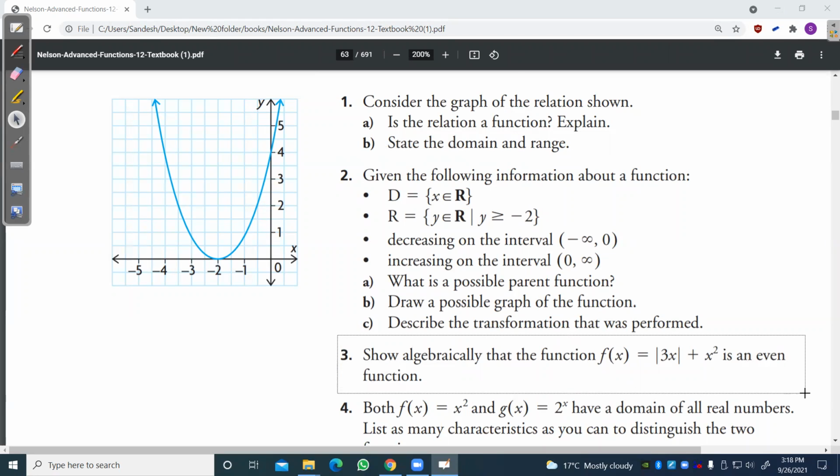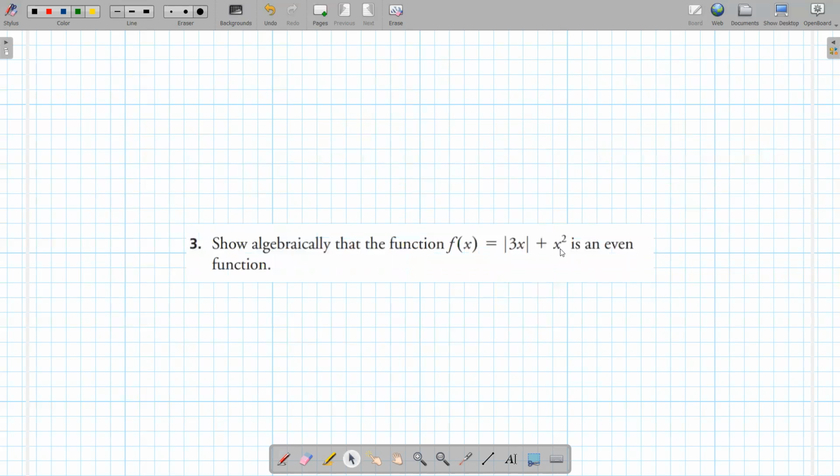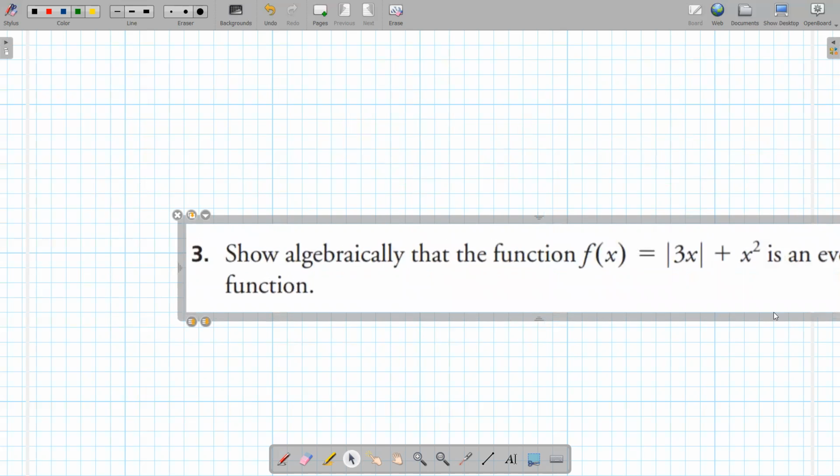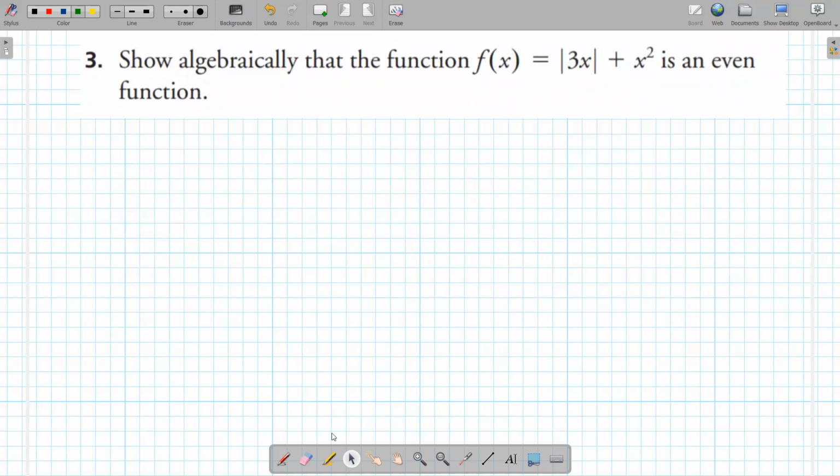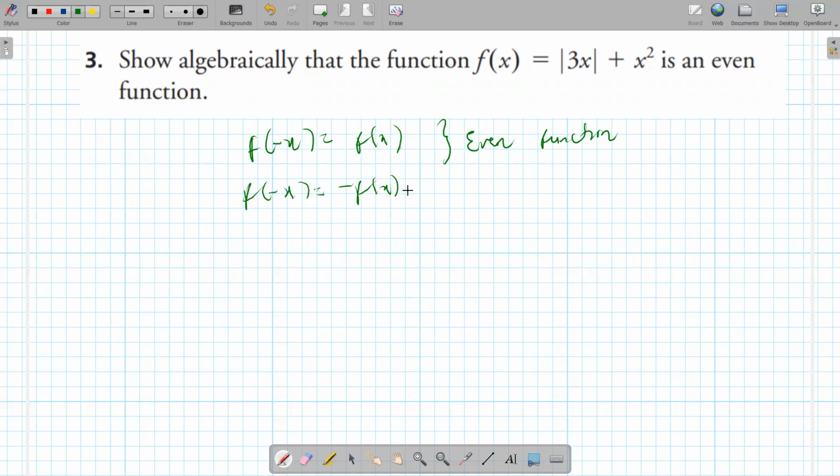So algebraically, show that this function is an even function. Well, isn't there a formula for this? There is. f(x) equals f(-x)? Yes, so f(-x) is going to be f(x) for an even function. And for odd, they're both negative, right? There's a negative inside, but it comes out. So this is an odd function. So there are two minuses. All right, so step 1 is just to plug in -x. So what would f(-x) be?